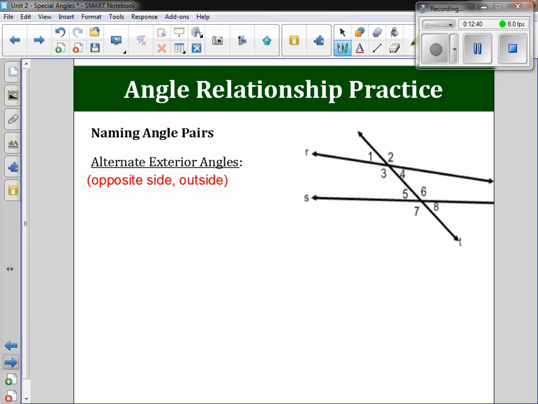Pause the video and find all alternate exterior angles. That means that they are on opposite sides of the transversal and outside of the two lines being cut. So we are going to be looking at 1 and 8, as well as 2 and 7.